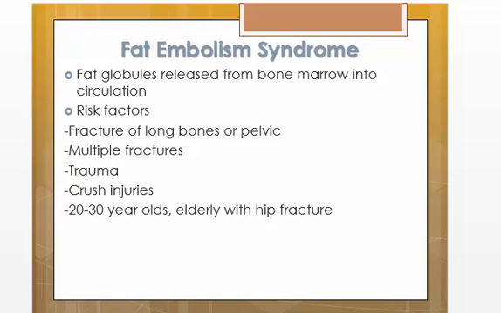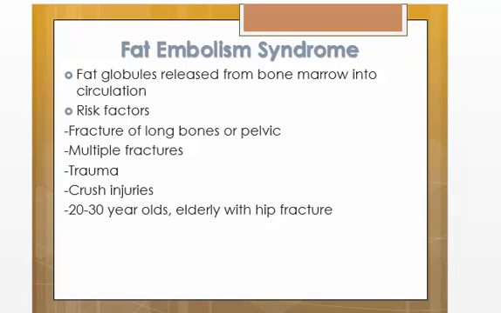So fat embolism syndrome, let's start with that one. With fat embolism syndrome, fat globules are released from the bone marrow into the circulation. And why does this happen? Well, the marrow pressure is greater than the capillary pressure, or catecholamines, which are increased with stress, mobilize fatty acids.